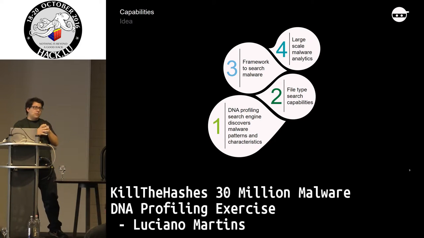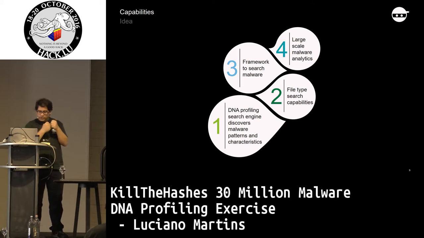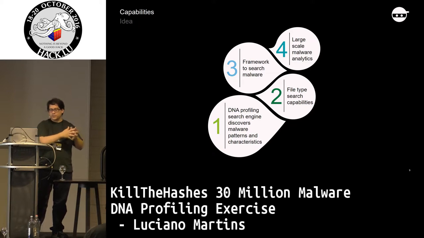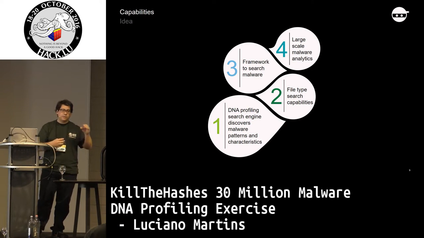So all these pieces got us thinking, wait, maybe we can build a DNA. I'm going to explain what DNA means for us: to search whatever information is recovered out of those patterns and characteristics, so build a search profile engine, but specific to the file type itself. When I mean file type, the PE executable has all the definitions, all the possibilities that the file type defines.